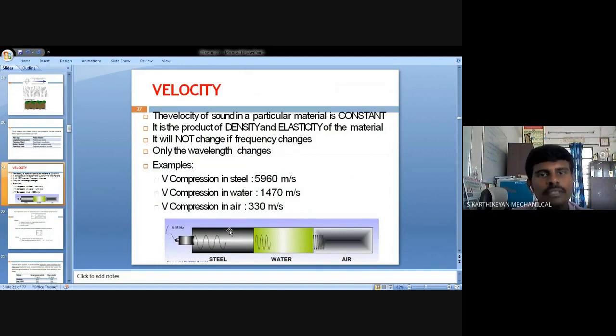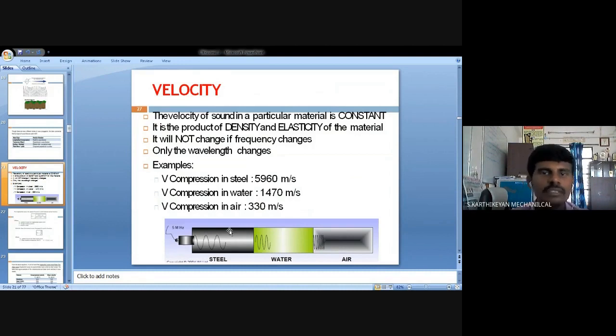This is one of the velocity. The velocity of sound in a particular material is actually constant. It is a product of density and elasticity of the material. It will not change if frequency changes. Only the wavelength changes. These are the basic phenomena of velocity.